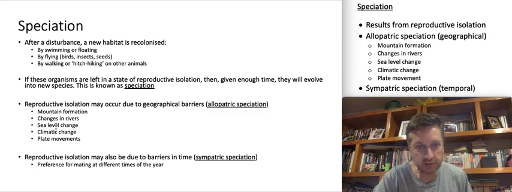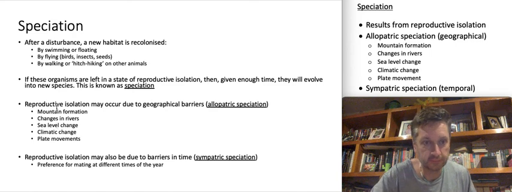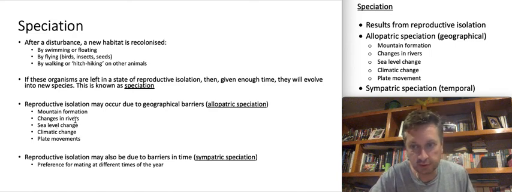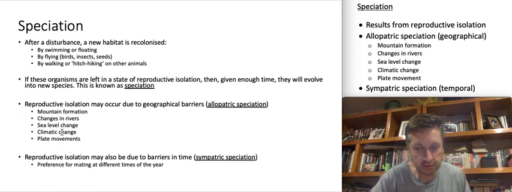These are the examples given in the syllabus of geographical separation, or barriers that mean that these two or more groups of originally the same species can no longer intermix and therefore breed freely, and therefore are acted on by these different selection pressures and different rates of mutation. Formation of mountains, changes in river flow or direction, changes in sea level, climate change, which might be linked to changes in sea level, and movement of tectonic plates.